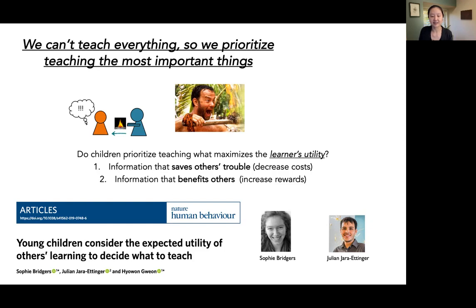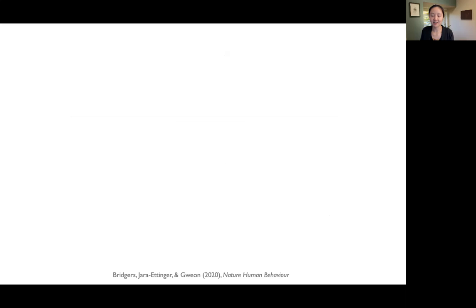And the idea is that this decision can be formalized as choosing a plan that maximizes others' utilities for learning. So here in this study, what we're trying to test is whether children prioritize teaching that maximizes the learner's utility. Do they provide information that saves others trouble by decreasing the cost, and information that benefits others, that is, increases others' rewards? So let's take a look at what we have done here.